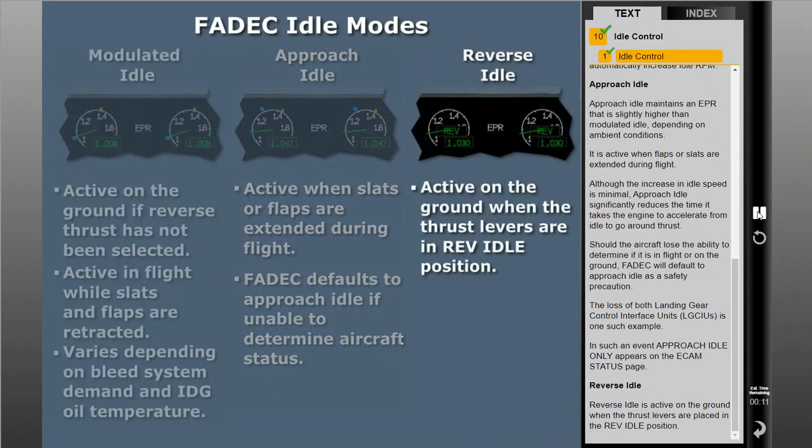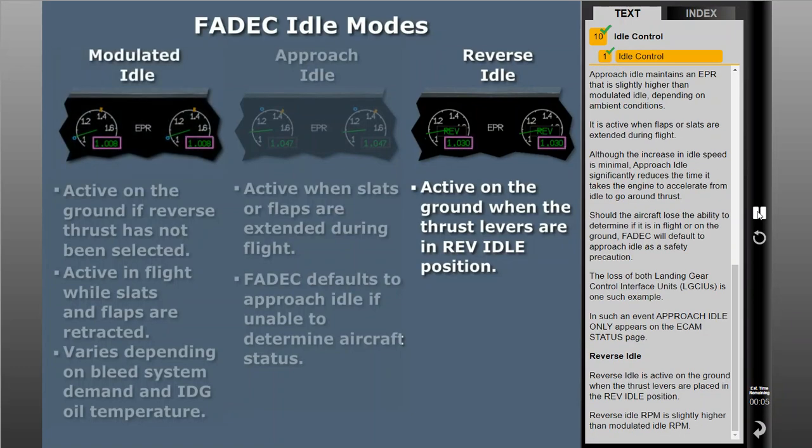Reverse idle is active on the ground when the thrust levers are placed in the reverse idle position. Reverse idle RPM is slightly higher than modulated idle RPM.